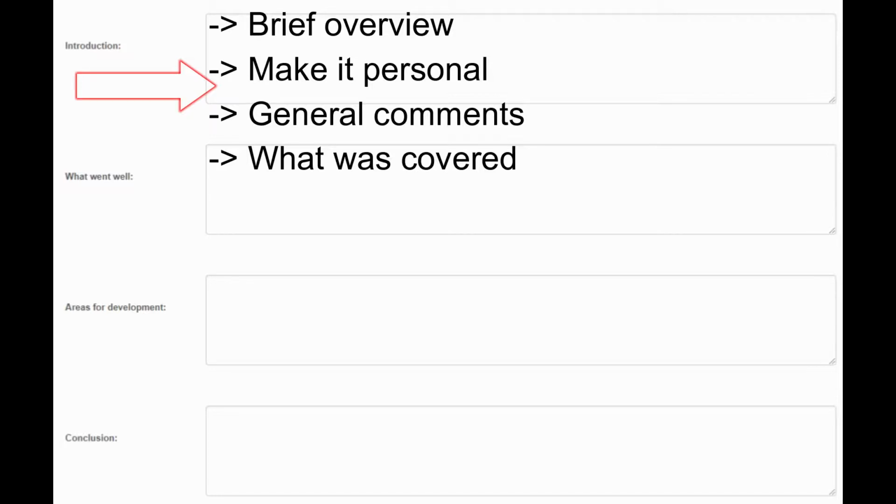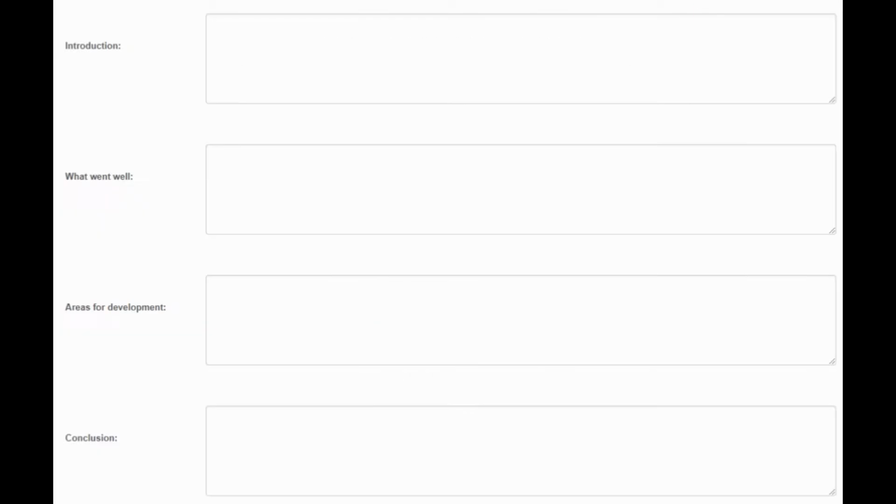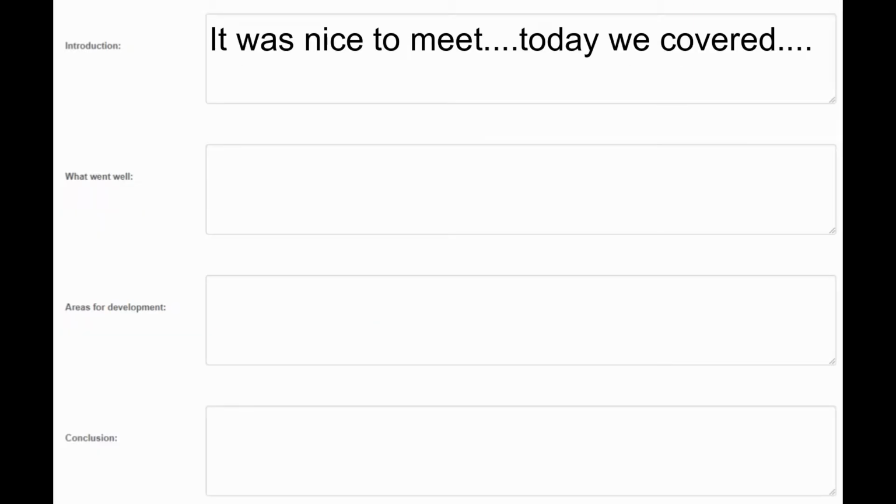And that's really important, as now we have the opportunity to jump between topics in our new tasters, so tell them what you taught. For example, if I taught Pickaroo Units 1 and 2, I could mention I covered Say Hello, Colours, and that the Brady found the colours easy. So, after assessment, which lasted for a few minutes, I was sure, and so I moved on to toys. It's important that you spend some time and use extension questions and activities to assess the real understanding of the Brady. Don't just jump along if they find the first slide easy. The recommended structure for this section is something like, it was nice to meet, insert name, today we covered the, insert what you covered. Simple.